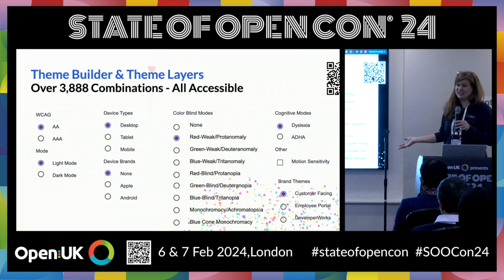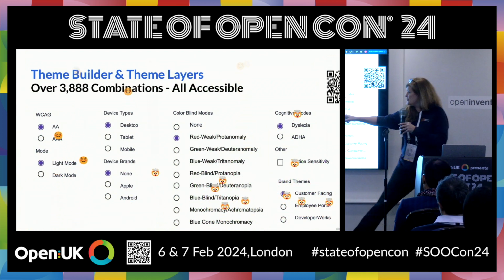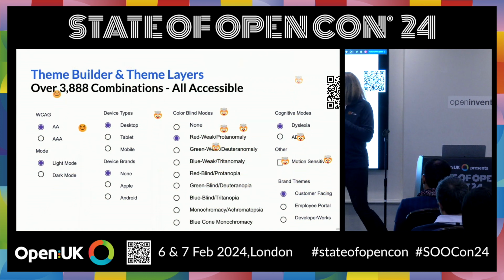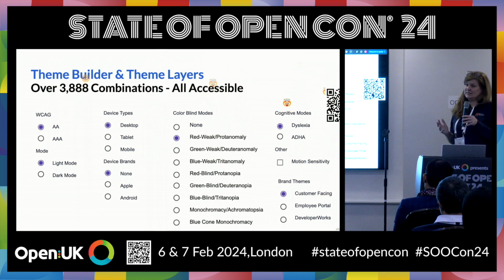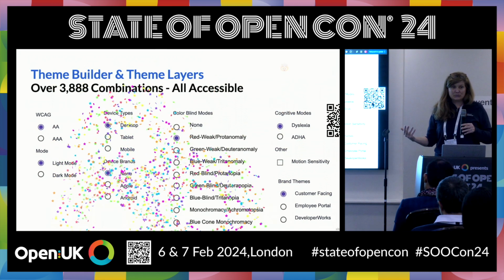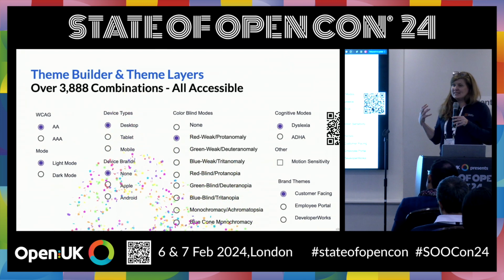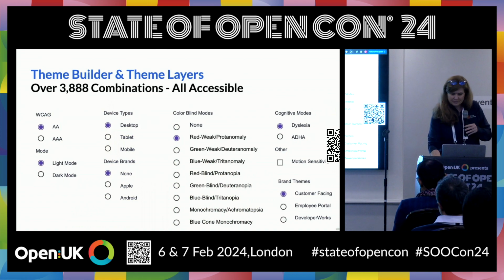Now, just these create 3,888 different combinations. But we actually provide even more than that, because we don't just do desktop, tablet, and mobile. We provide you all the different most popular sizes for those different things too. So you can imagine how powerful this is, right? You have now one design system that can create all these different experiences.